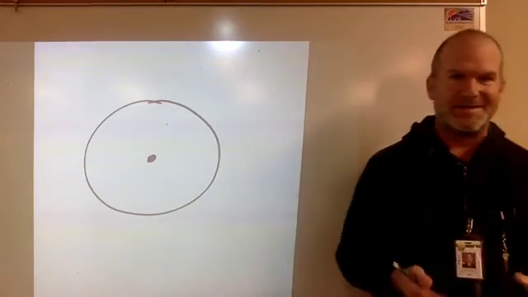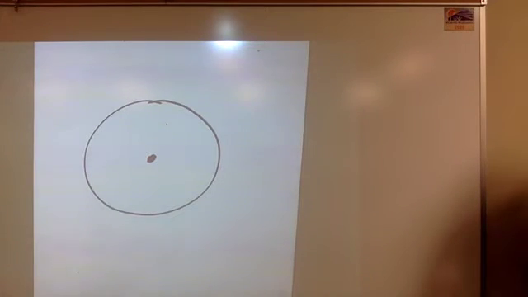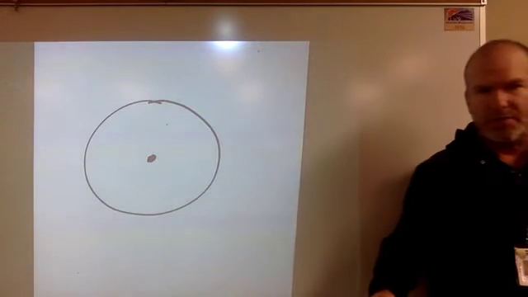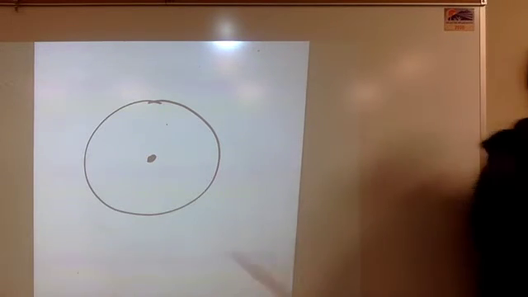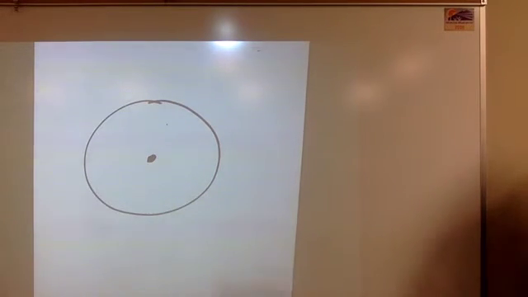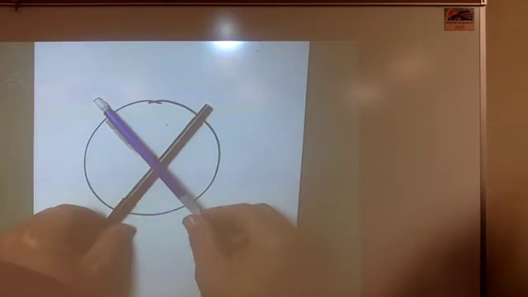Angles with their vertex inside the circle. That's the last type of angle we haven't talked about. We've talked about angles with the vertex inside the circle, but specifically on the center of the circle. So let's say that point is the center of the circle. Let's say you have two lines across, two diameters right there.